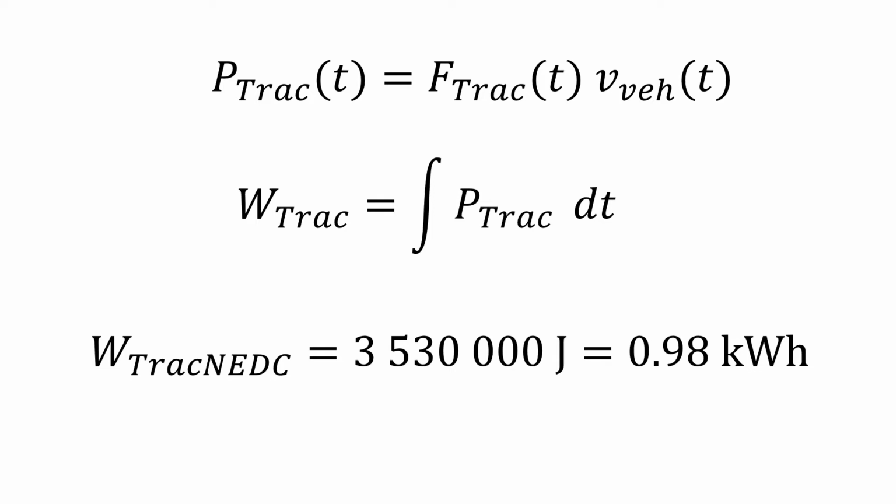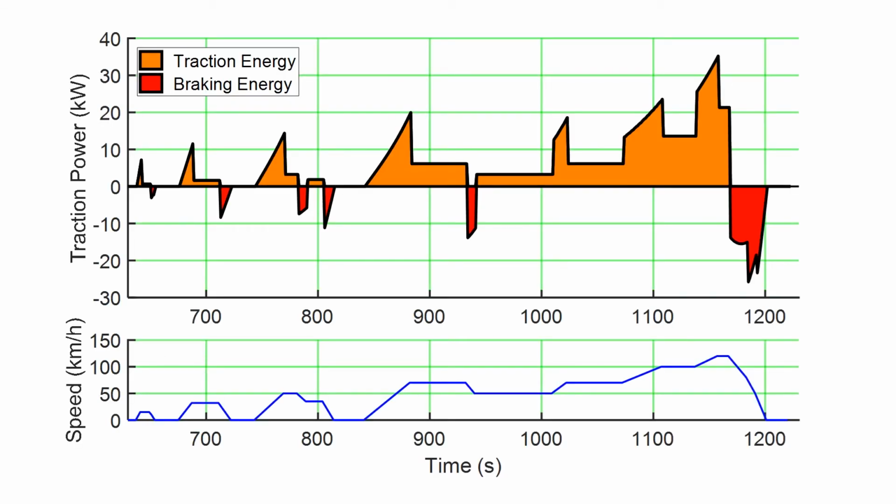Note that this is the mechanical traction energy measured at the wheels of the vehicle and not the energy used by the powertrain. That energy will be higher due to losses in the powertrain. There is a problem with using this total traction energy as a measure of how energy demanding a driving cycle is. The problem is that positive and negative powers will be handled differently by the powertrain.